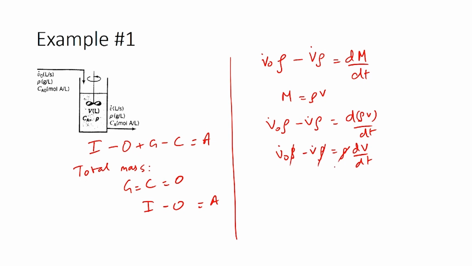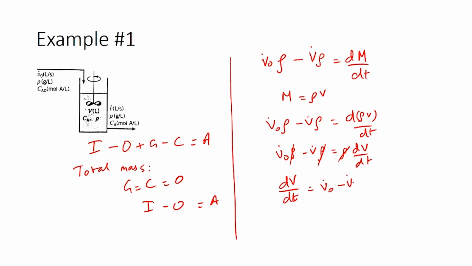So, the rho can be cancelled. So, the equation becomes dV by dt, which is the change in volume with respect to time, is equal to V naught dot minus V dot. So, this is the differential equation.